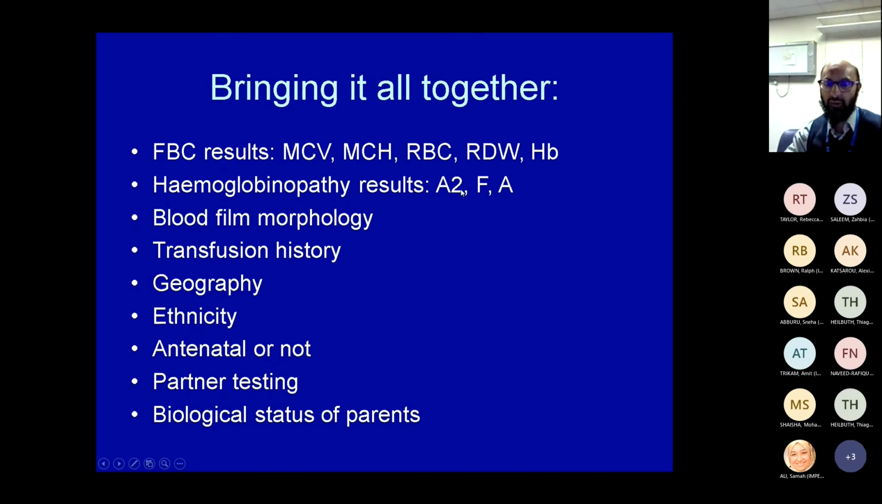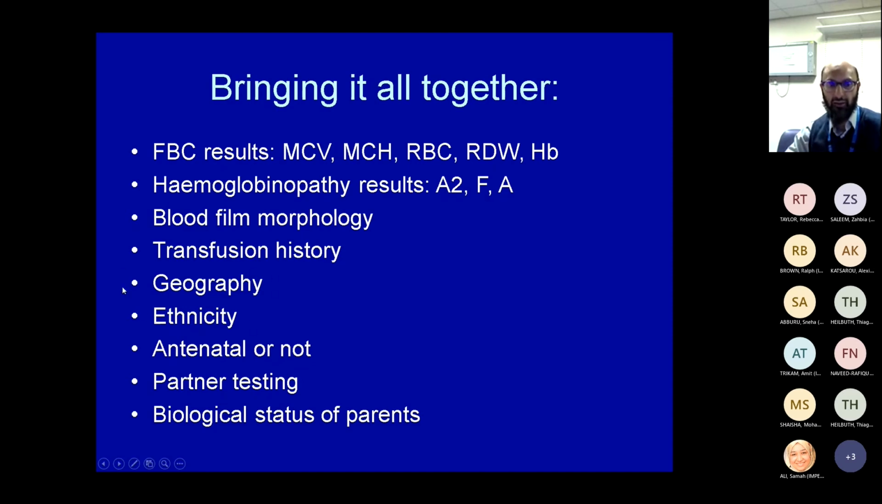And hemoglobinopathy results, so we're looking at the presence of the different hemoglobin species, hemoglobin A2 particularly in the diagnosis of beta thalassemia disorders. Blood film morphology to distinguish and differentiate between the carrier states or the heterozygous states and the more severe thalassemias, the thalassemia intermedias or the thalassemia major conditions. And then obviously transfusion history is an important aspect of determining whether patients have severe thalassemias and what their transfusion requirements are.